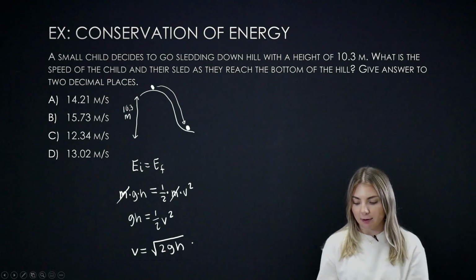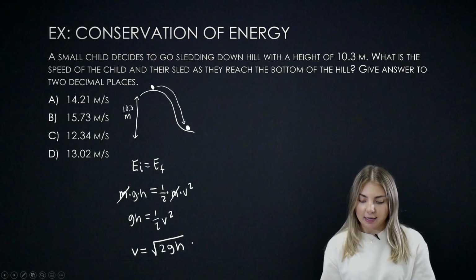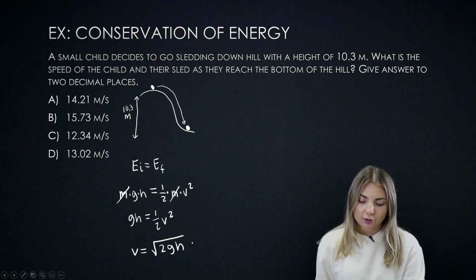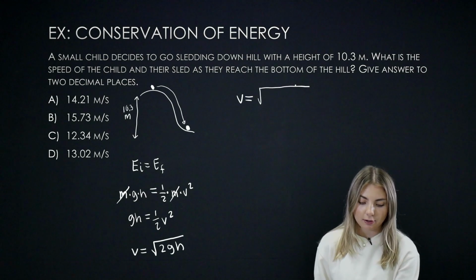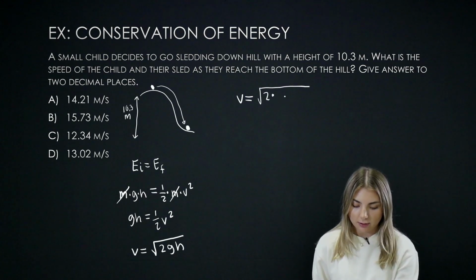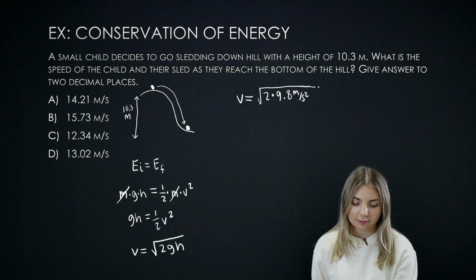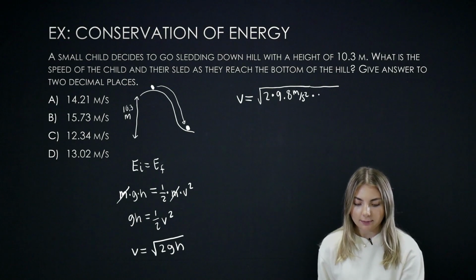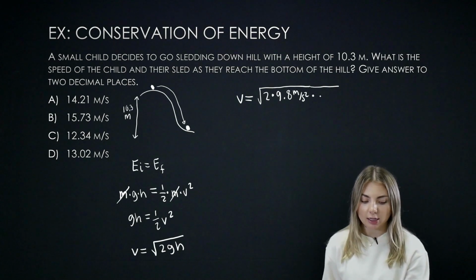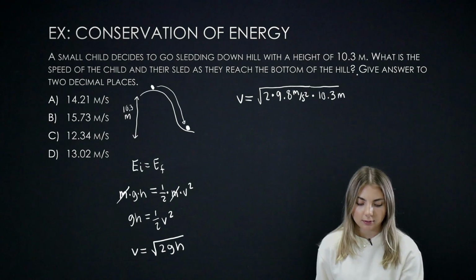Now we can see that we're going to have to implement what we learned regarding square roots into this question. So let's start by plugging in our values. So v equals square root of 2 times 9.8 meters over second squared, and remember this is a value that you have to memorize for the MCAT, times our height, which is given in the question as 10.3 meters.